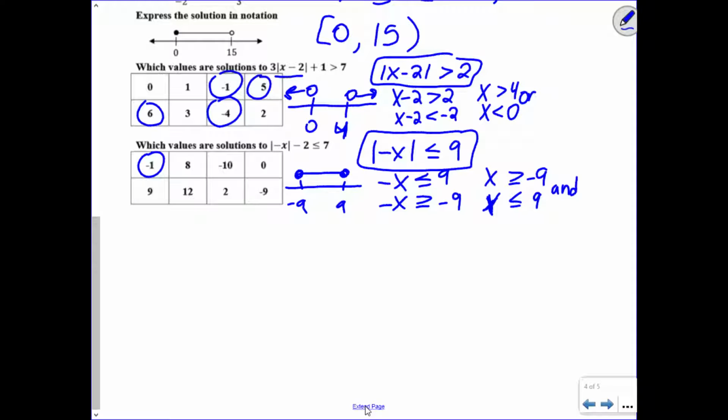Is 8? -10? No, -10 is outside the solution. What about 0? 9. Why does 9 work for this one? Because it's a closed circle this time. So you're allowed to choose 9 because it's equal to. It wasn't up here, but for this scenario in the second question it is. What about 12? Not 12. 2? -9? Okay. So again, you gotta be careful.